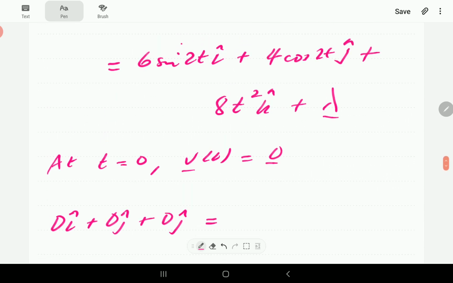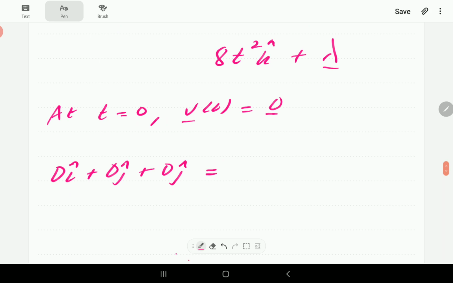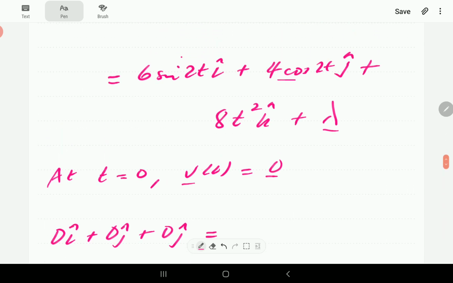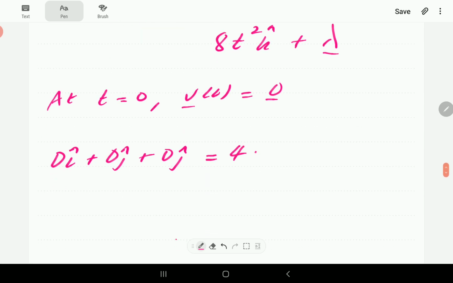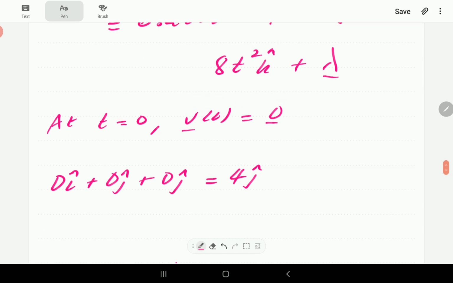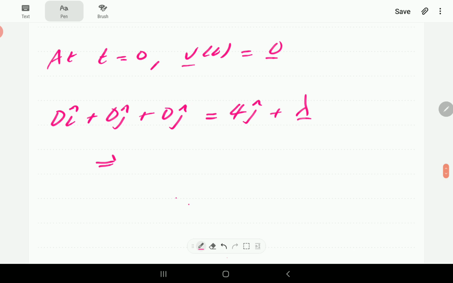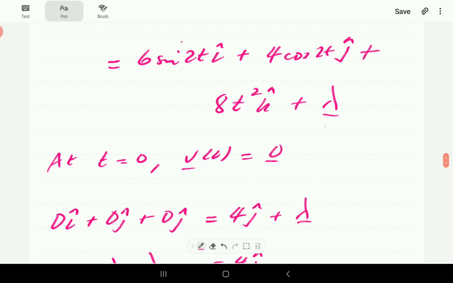And then if we plug in 0, this x component is going to be 0. This y component is going to be 4, so we're going to have 4j. And the z component, which is this one, is going to be 0 as well. So this is telling us that the constant vector is actually going to be minus 4j. And so we can now plug this back in here.